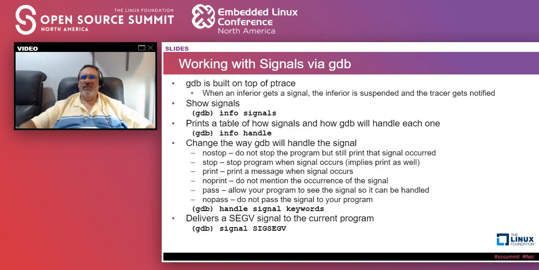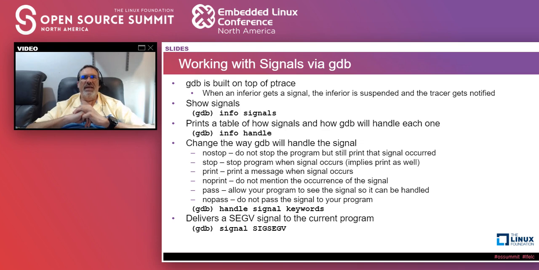Then if we take a look at, of course, the bane of a lot of developers, the signal mechanism. GDB is built on top of ptrace, the process trace command. So when the inferior gets a signal, the inferior is suspended and the tracer gets notified. If we are interested in what signals we have, we can use the info signals command, and that'll print a table of what signals are out there and how GDB will handle each one of them.